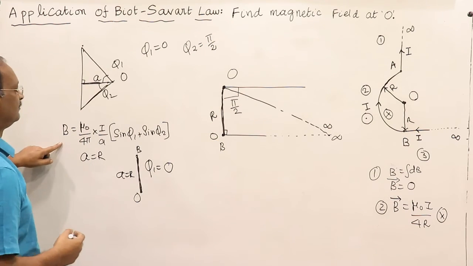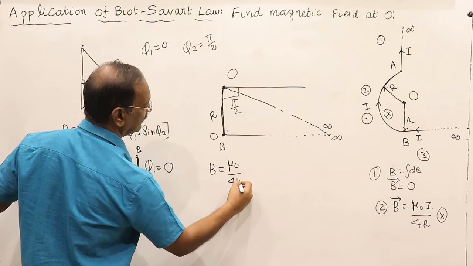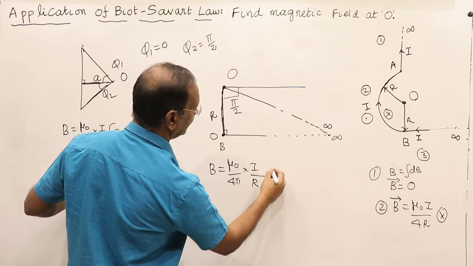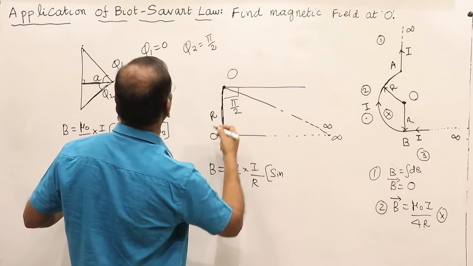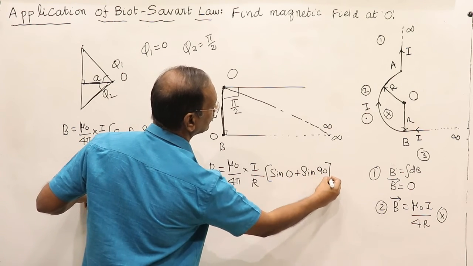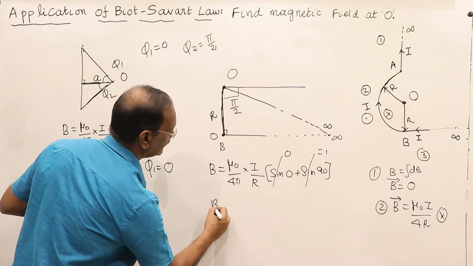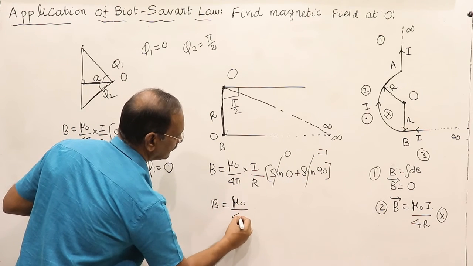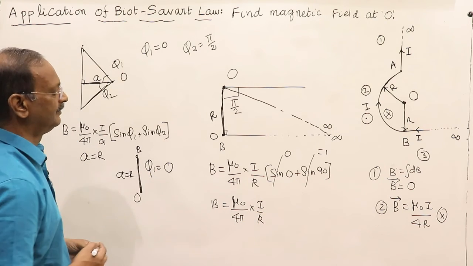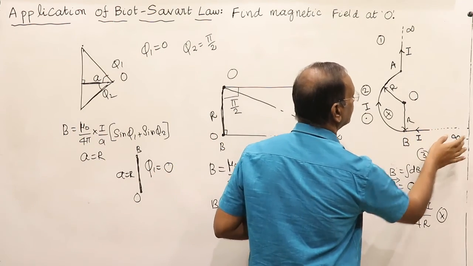Okay, now putting in this formula, B is equal to mu naught by 4 pi into I divided by A, where A is equal to R, into sine phi 2 minus sine phi 1. Phi 1 is equal to 0, so sine 0, and phi 2 is equal to 90 degrees, so sine 90. Sine 0 is equal to 0, sine 90 is equal to 1. Or we can say B is equal to mu naught by 4 pi into I by R. This is the magnitude of magnetic field produced at O due to the segment B to infinity.